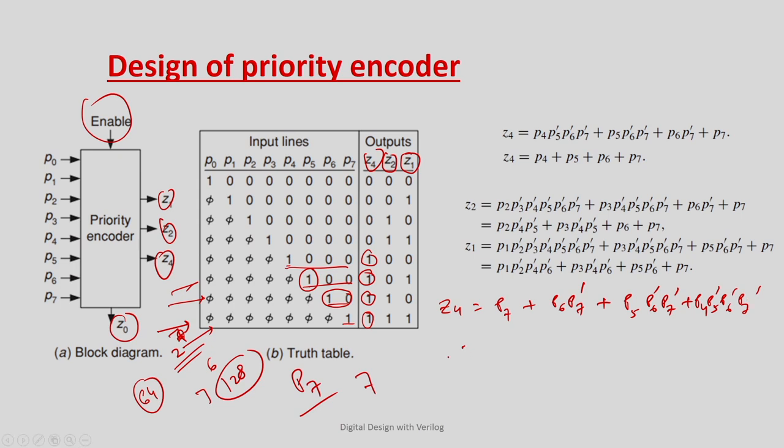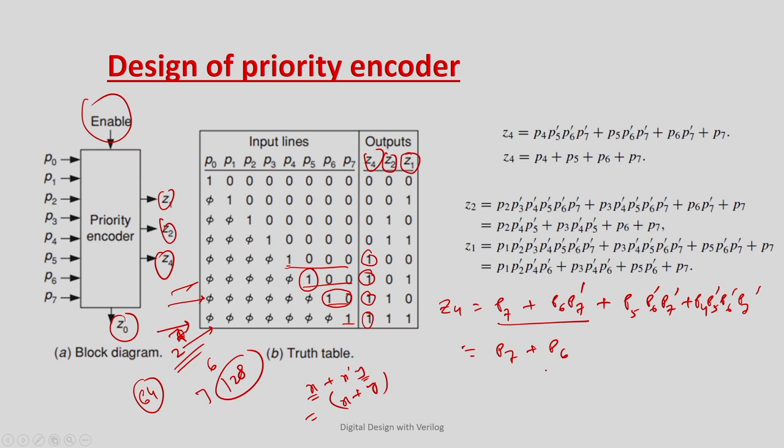I can simplify by applying this rule: if you have x and x bar y, this is basically x plus y, because if x is 1, this will be 1, and if x is 0, then it depends only on y. So x bar is not important. If I apply this rule here, this will become P7 plus P6.